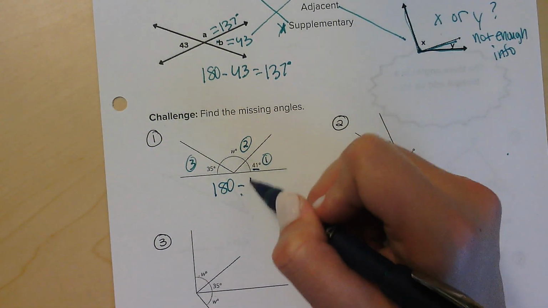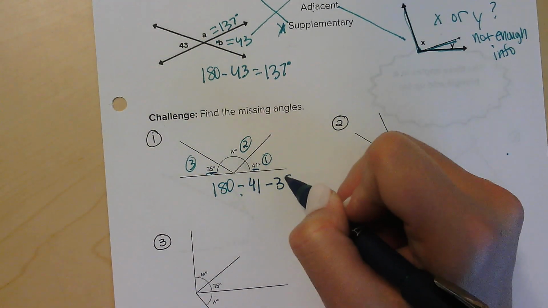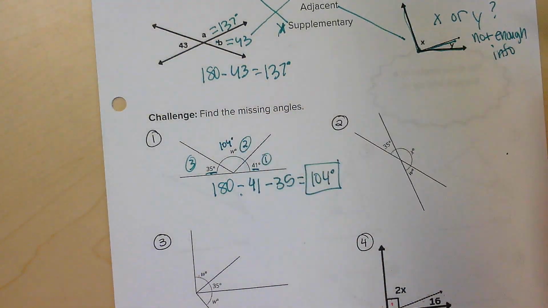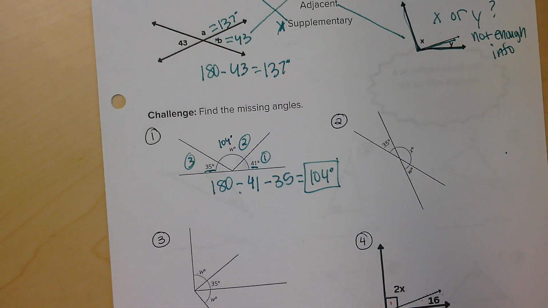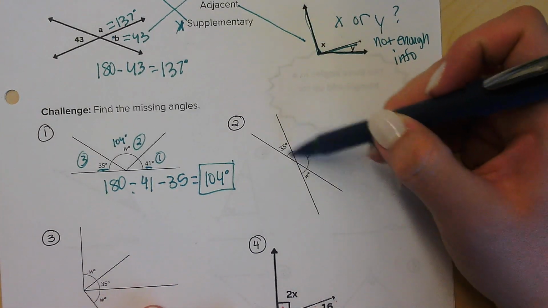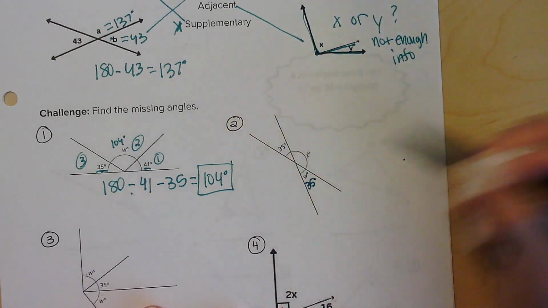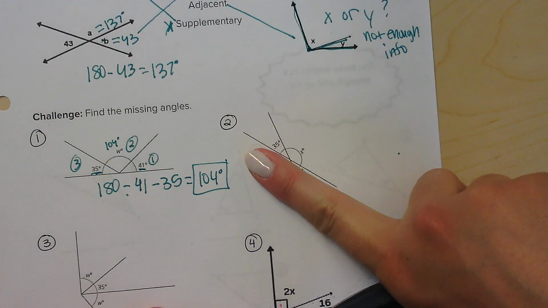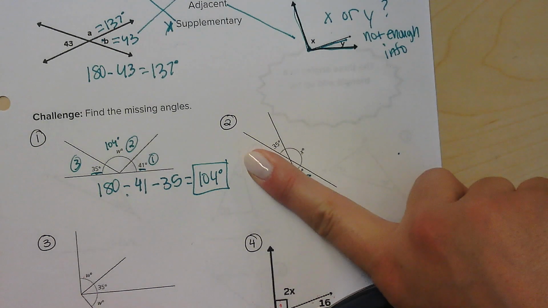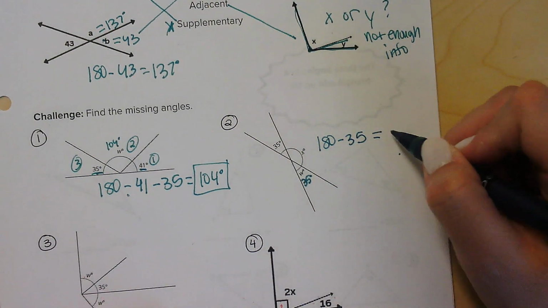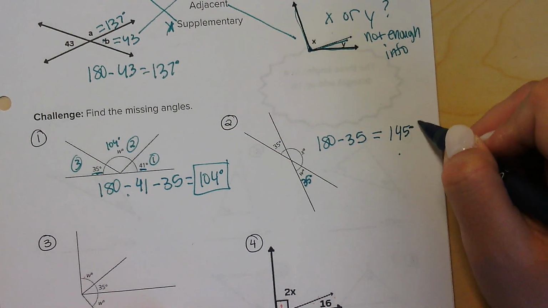180 minus 41 minus 35 will give me 104 degrees. So W is 104 degrees. Next one, number 2, vertical angles. So angles opposite each other are the same. W is 35. These two angles are on a line. See the line right above my finger? And a line is 180 degrees. So I can do 180 minus 35, and I will get 145 degrees for X.